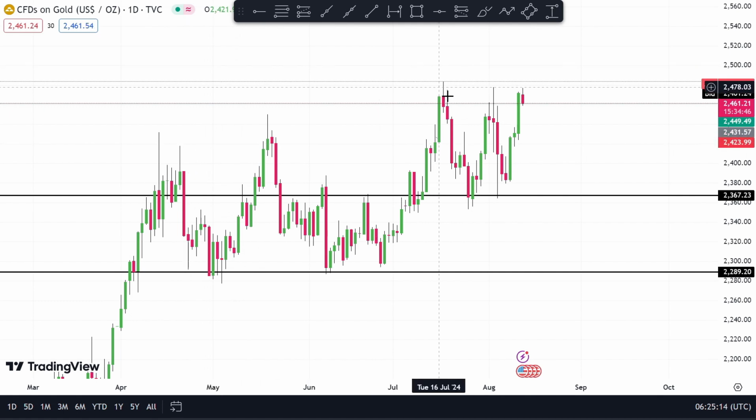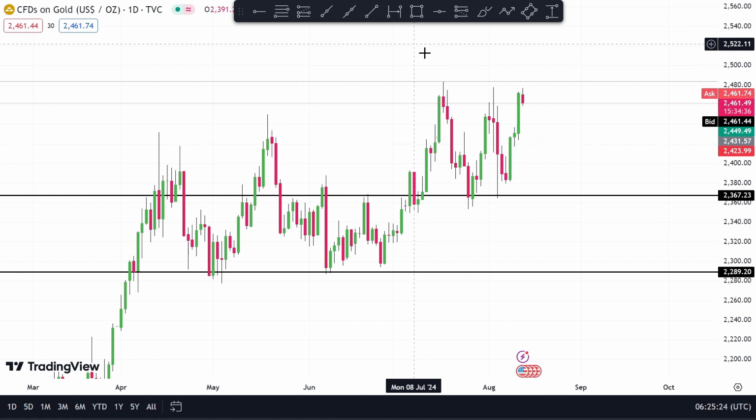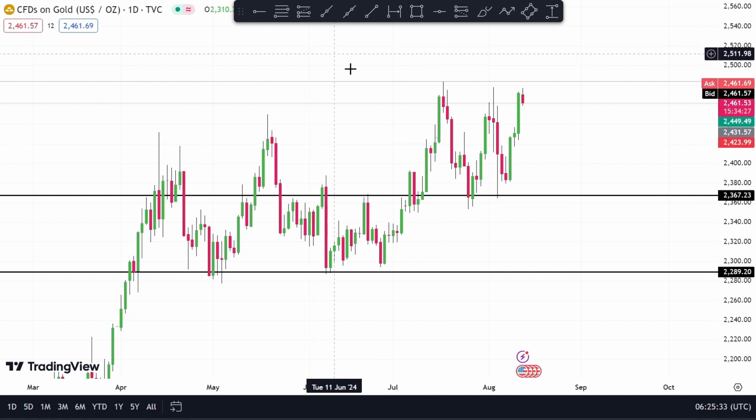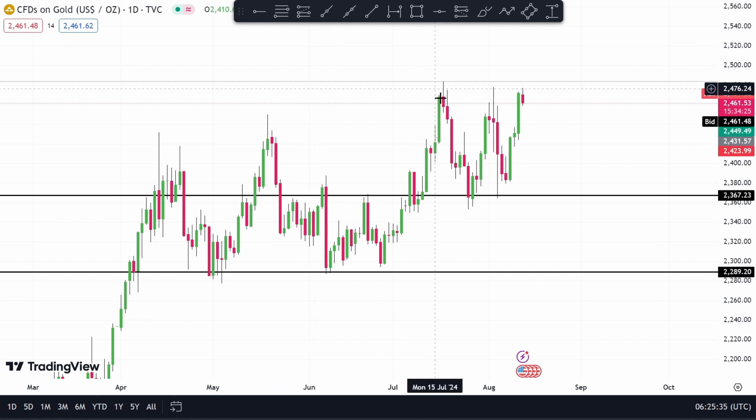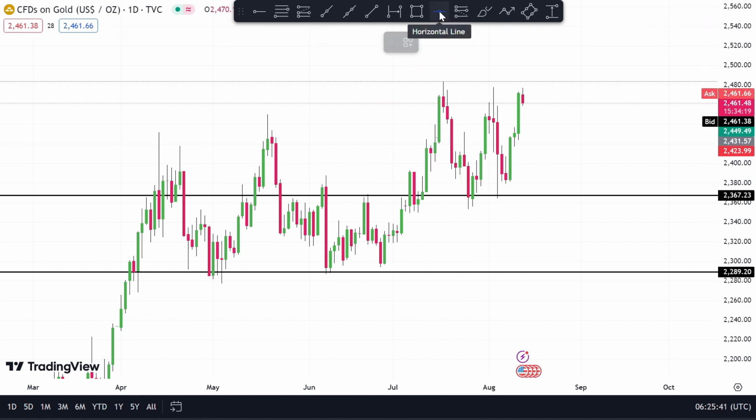Now we have a new supply zone here, which is the resistance level for those who are still trading with support and resistance. This is our resistance, which is our supply zone. So let's put it out.